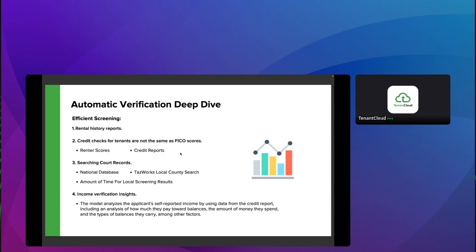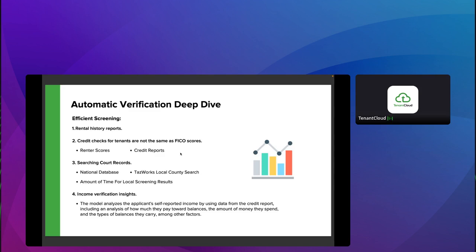rental criteria? Searching court records, national database. Yes, TenantCloud does that. We do it through our screening product, but we also offer the ability to do local county searches to deep dive to make sure that anything that was potentially missed in the national database is hopefully found and discovered through the local county search.